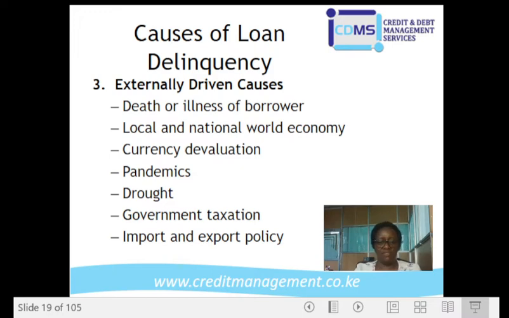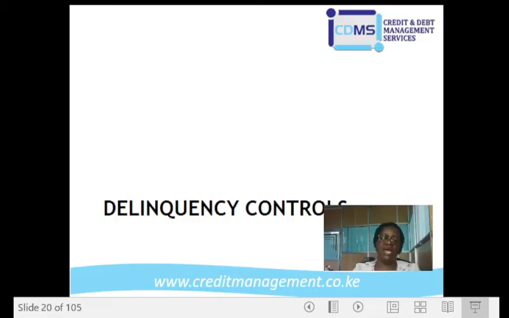Of course, when the death happens, if the loan is insured, then there is no problem. The other one is government taxation, import and export policies, changes within a nation that can also cause the customer to lack the ability to repay or to honor their loans. Up to that point, in our second part, we can elaborate, explain, and identify causes of delinquency.